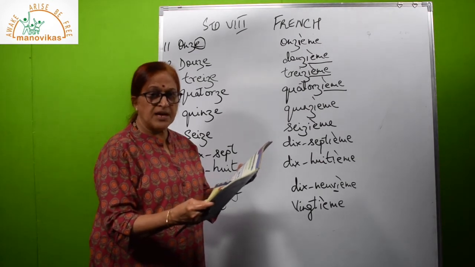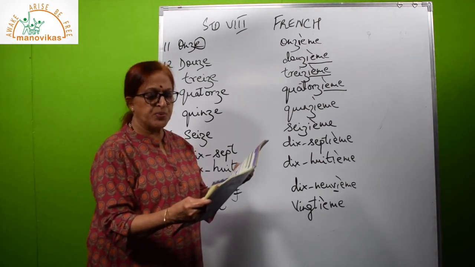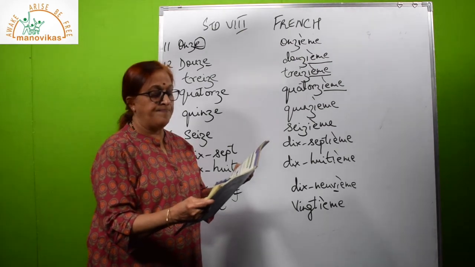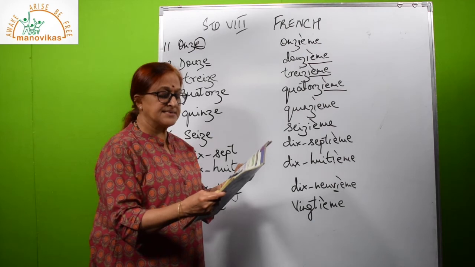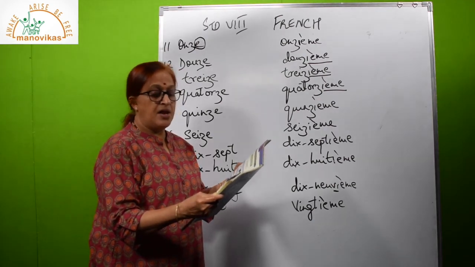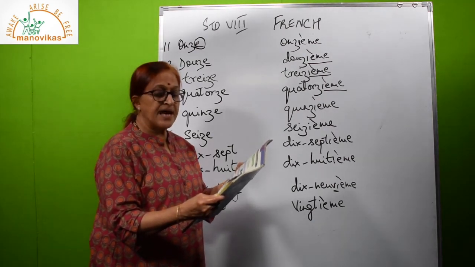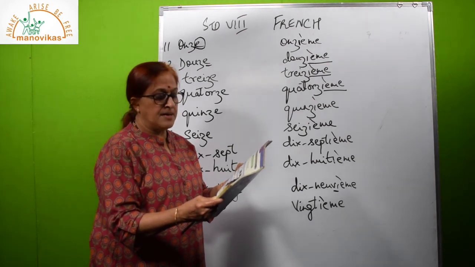Now, this rule I will explain to you in a short while. I am just reading now. Y a-t-il des cahiers sur la table? Are there some exercise books on the table? No, il n'y a pas de cahier sur la table.